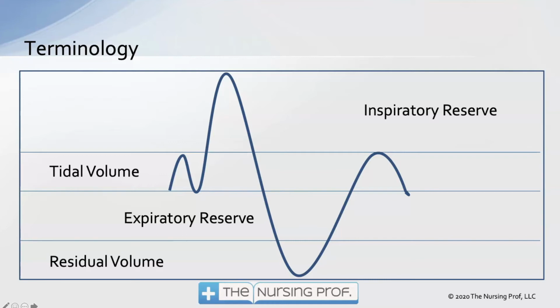Now, we can manipulate that a little bit by increasing our residual volume. We do that by using PEEP or by using CPAP. See Part 2 of this program for more information about the types of mechanical ventilation.